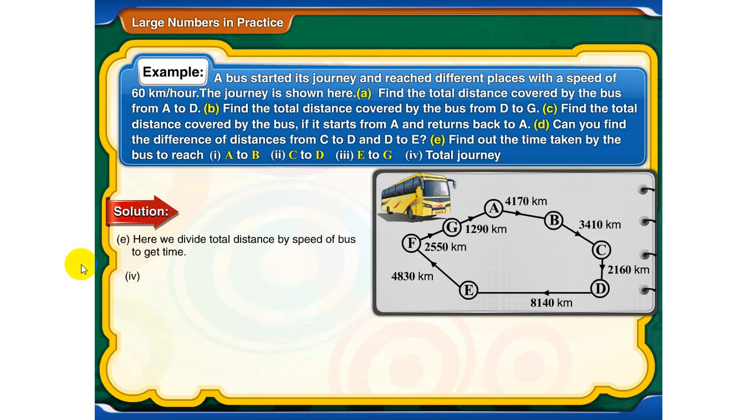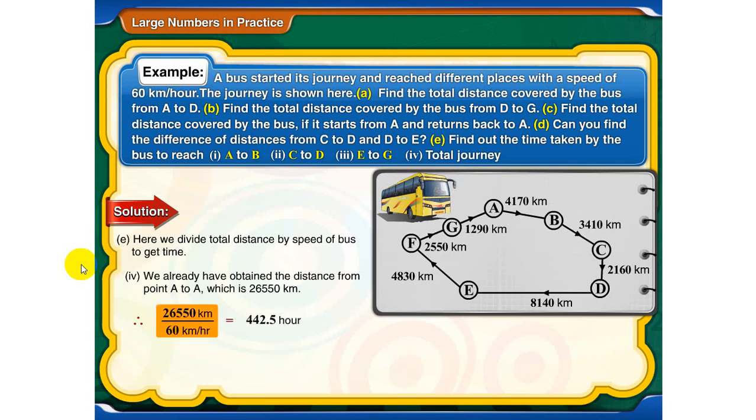4. Find out the time the bus takes to reach from point A to A. We already have obtained the distance from point A to A, which is 26,550 km. So, if we divide 26,550 by 60 km per hour, we get 442.5 hours.